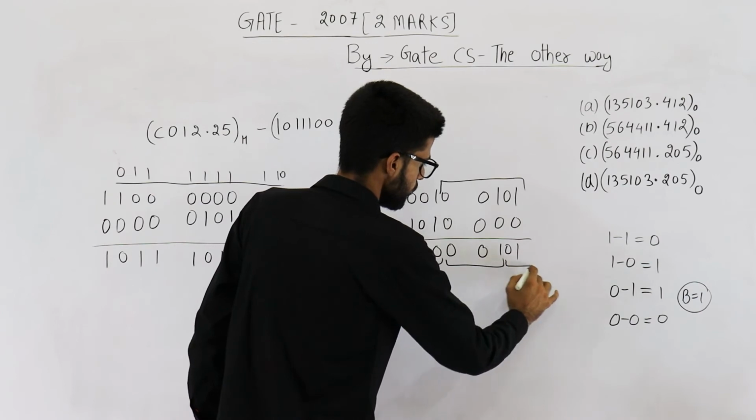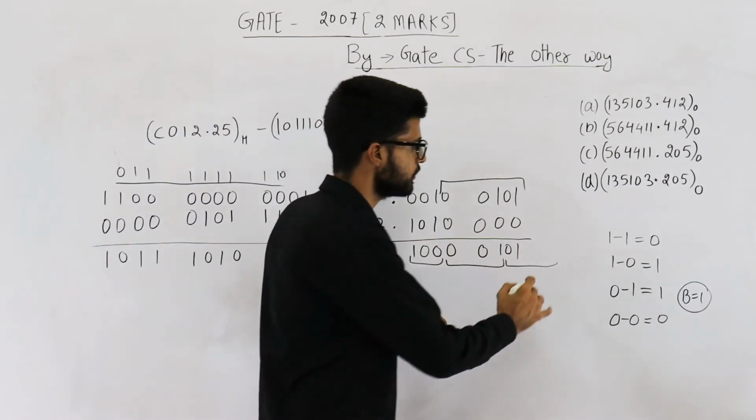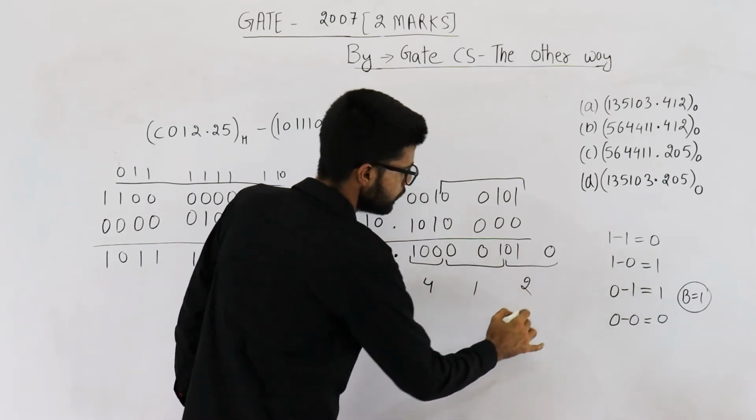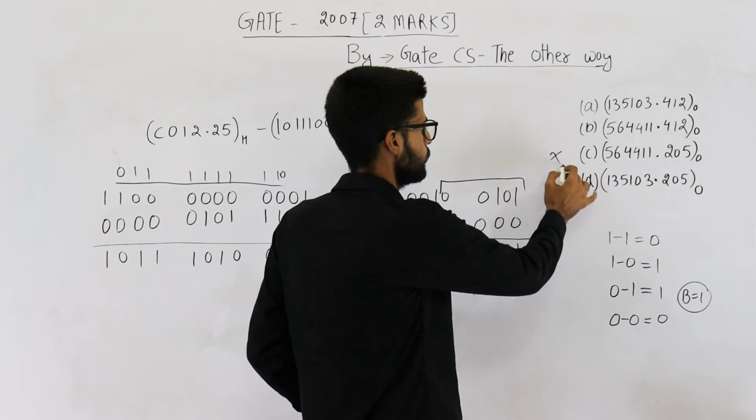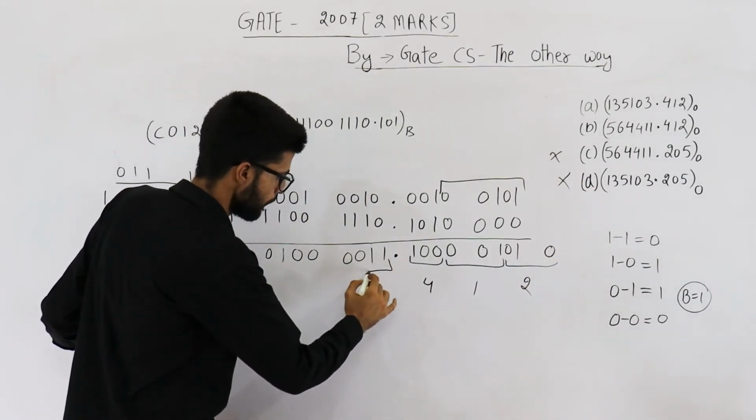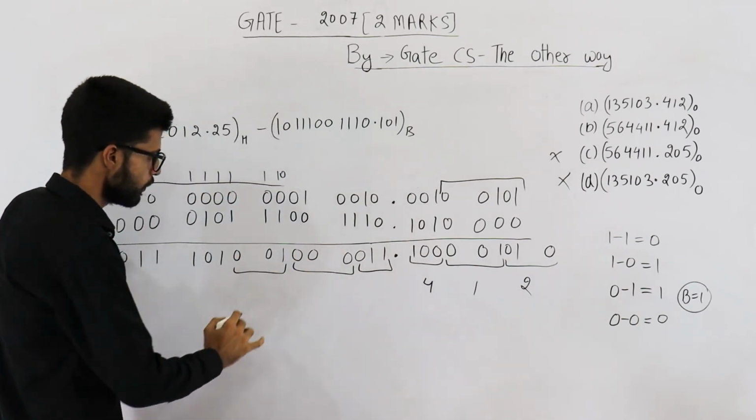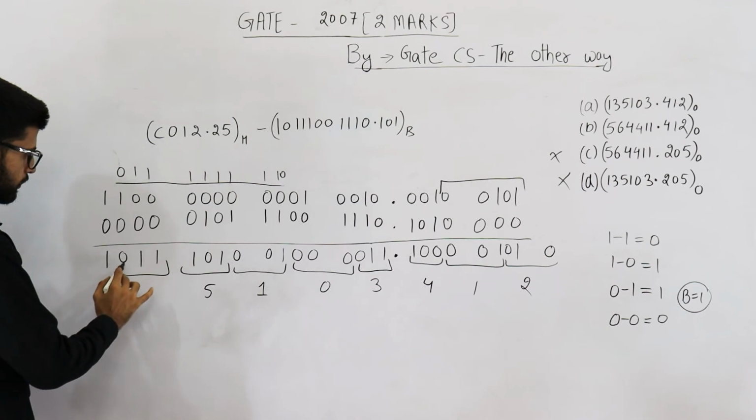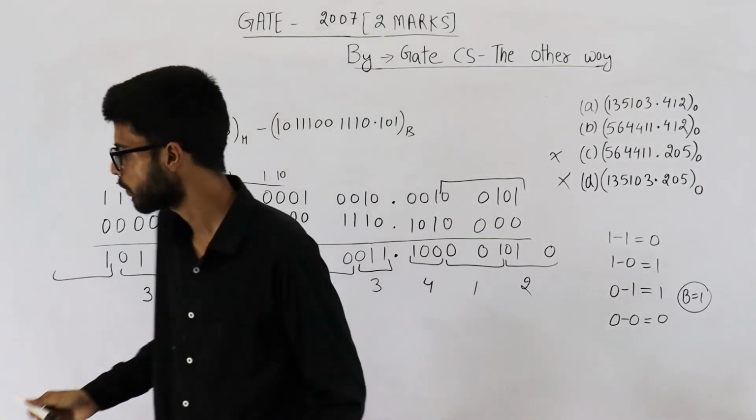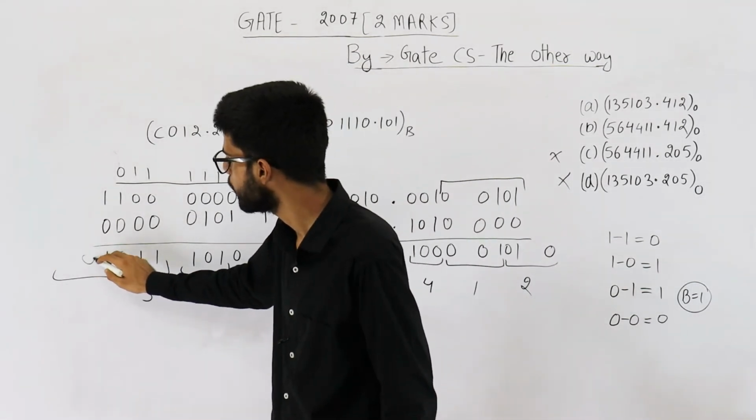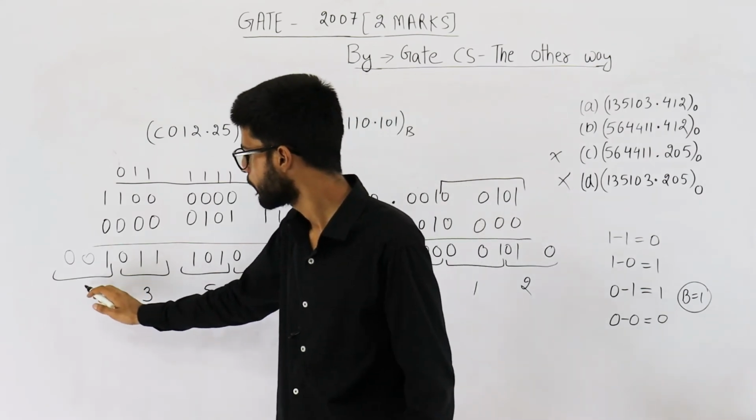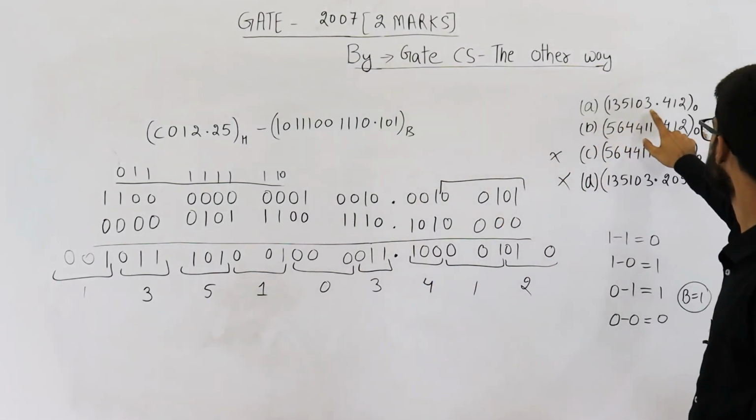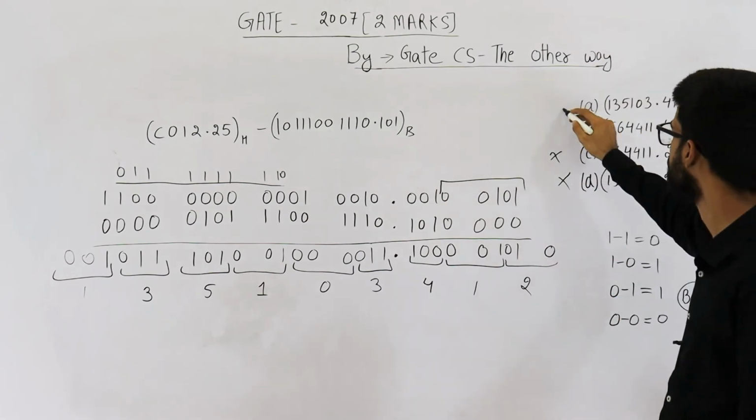So the last group of 3 is not possible because we have only 2 bits. Just append a 0. We can have as many zeros here. Okay. So this is 4, 1, 2. That means both these options can be rejected. And this will be 1, 0, 3. So this is 5. This one is again 3. And here you can see a group of 3 is not possible because we have only 1 bit. So append zeros. This will be 1. Answer is 1351 03.412. So option A is correct. This is your answer.